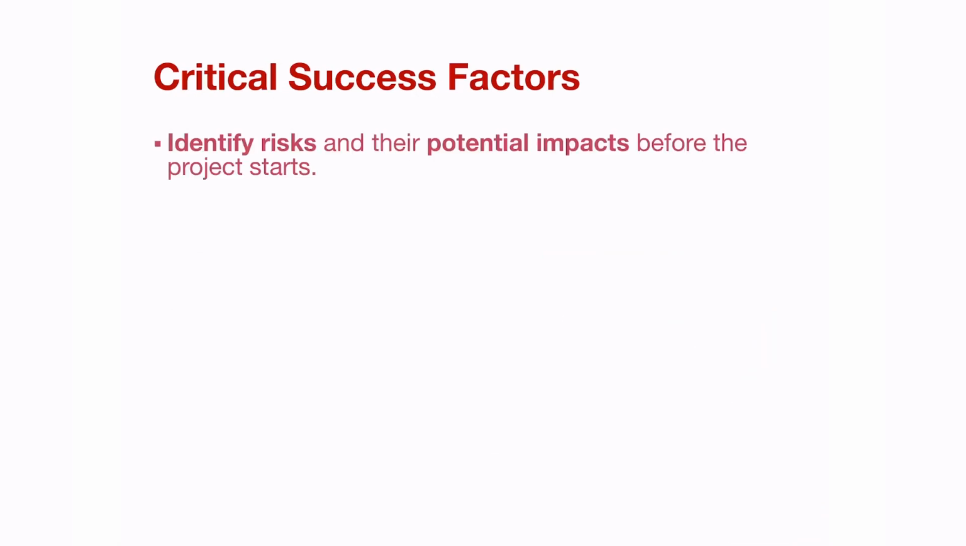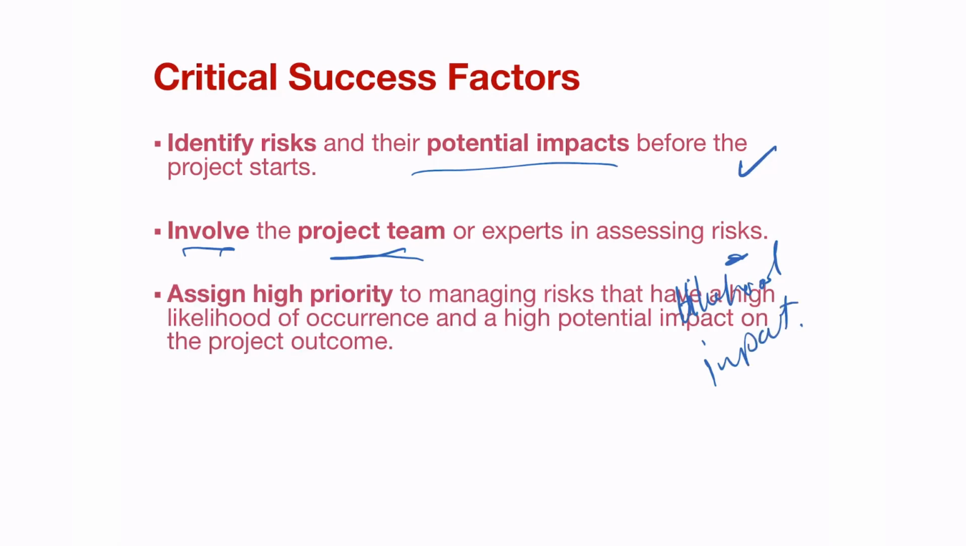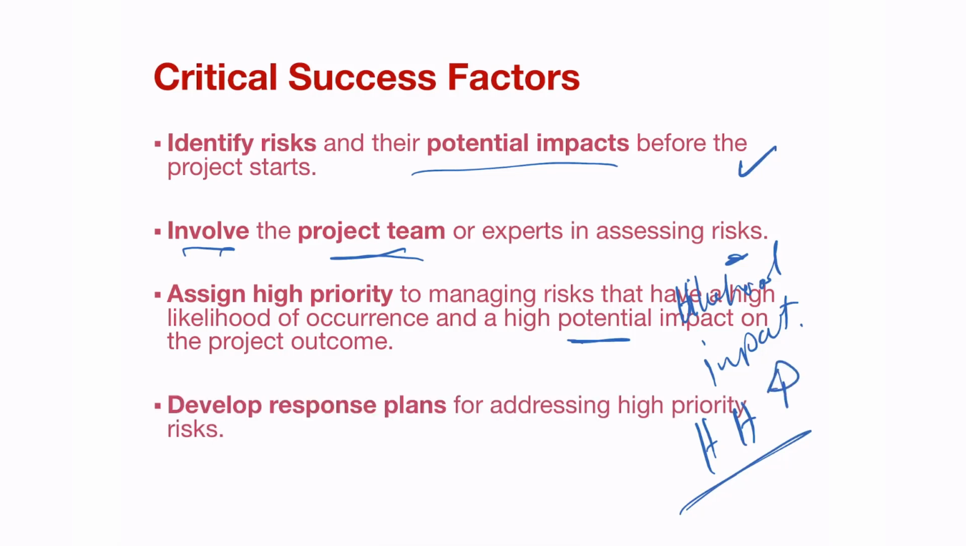So some of the critical success factors when managing risk in a project is identify risks and their potential impacts right when the project starts. Involve the project team or experts in assessing those risks. And again, it is the likelihood that it will occur, as well as the impact on the project. Assign a high priority to risks that have a high likelihood of occurrence and a high potential impact on the project. So those double H risk events are quite important. They should be right at the top of your list.